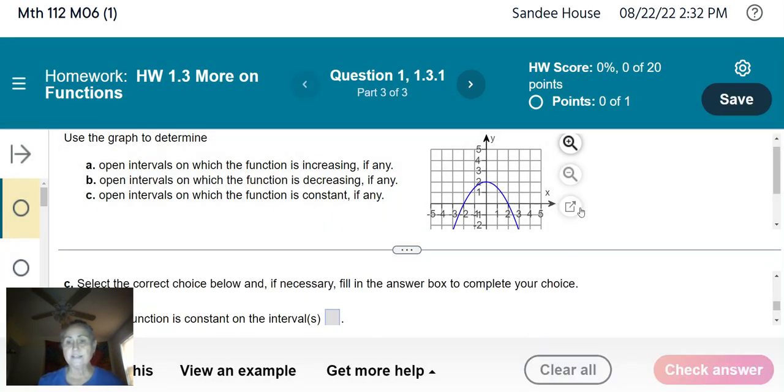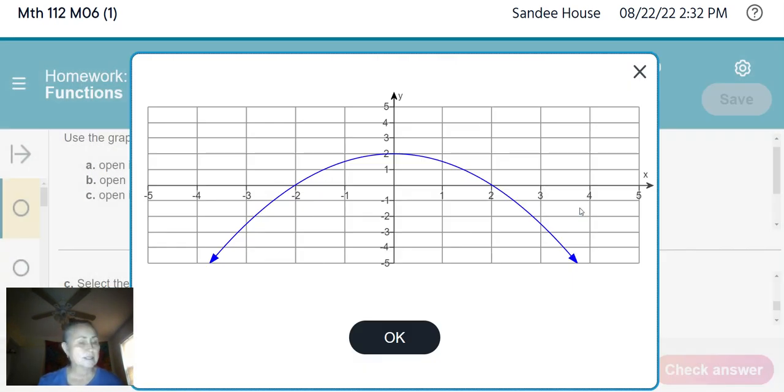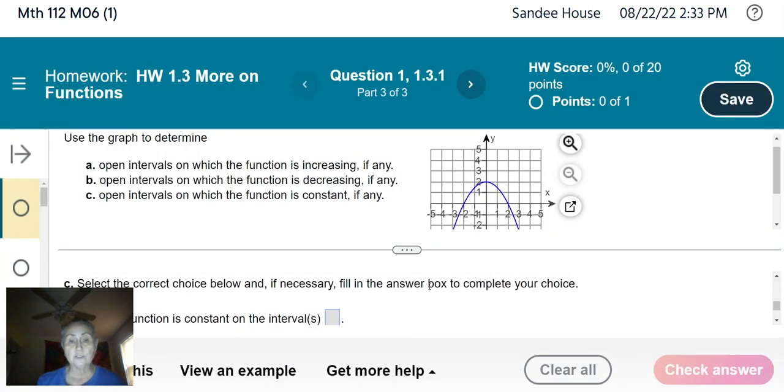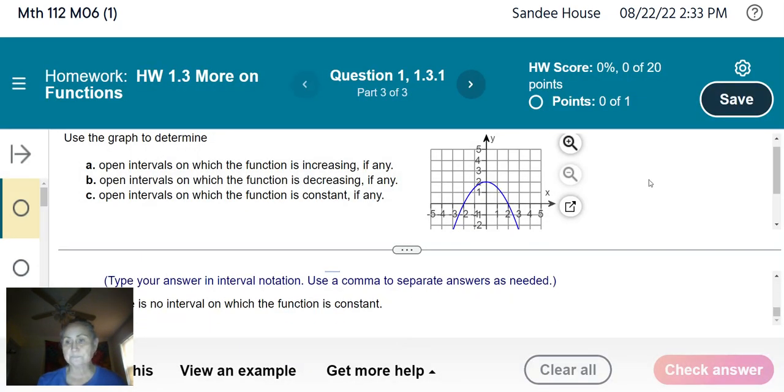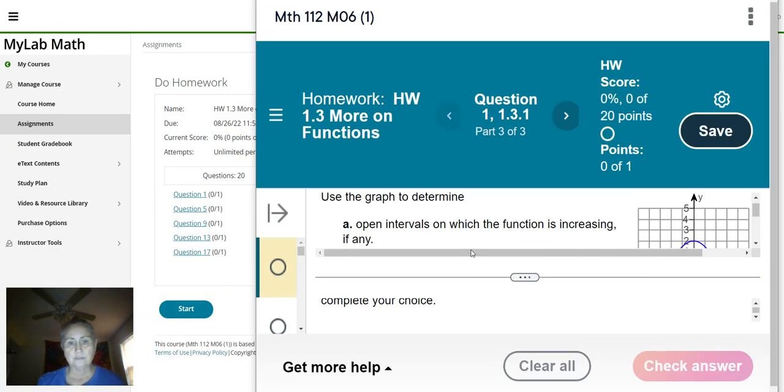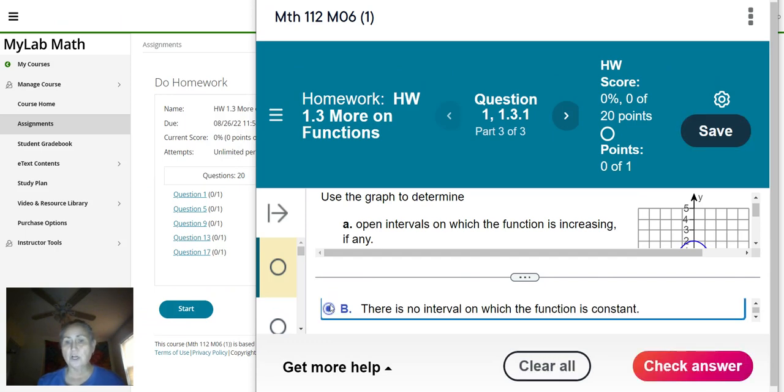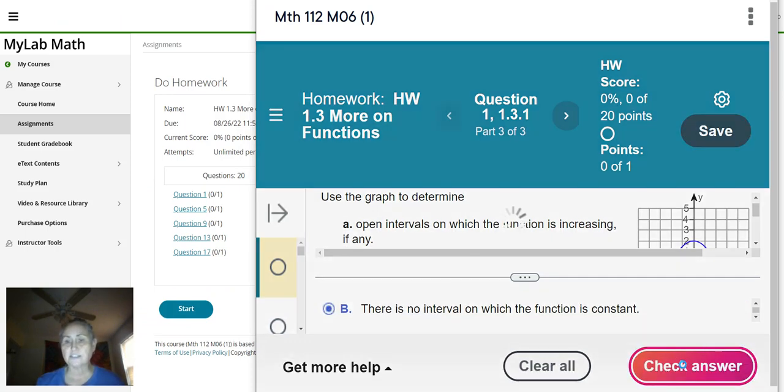Now, the last thing they ask me for is constant. And constant means that the graph is neither going up or down, it's just flatlining. It's a horizontal line. And you'll see we don't have that anywhere on this graph. So for that one, we select there is no interval on which the function is constant.